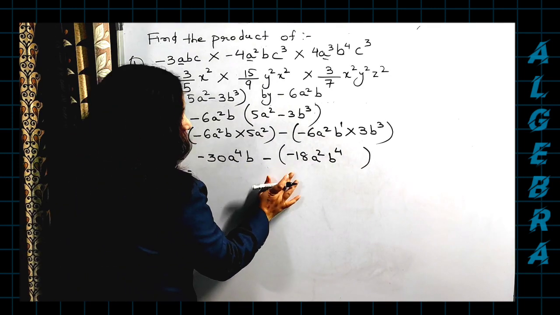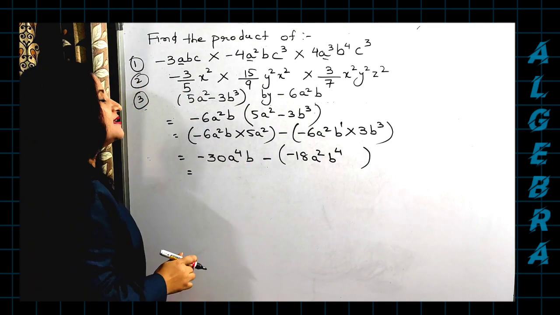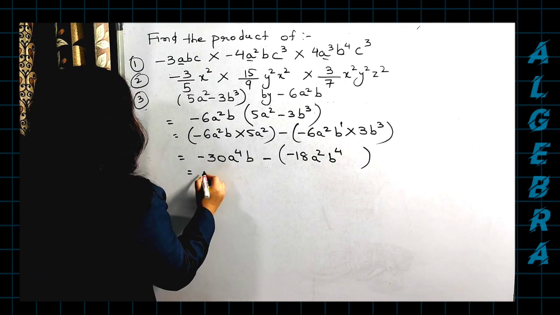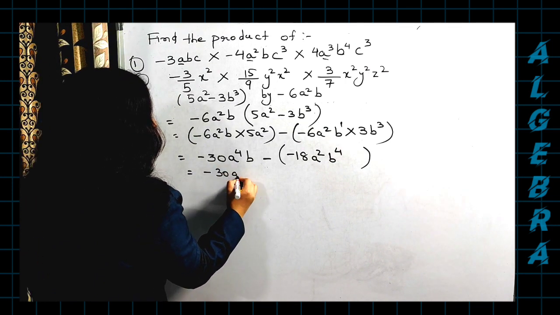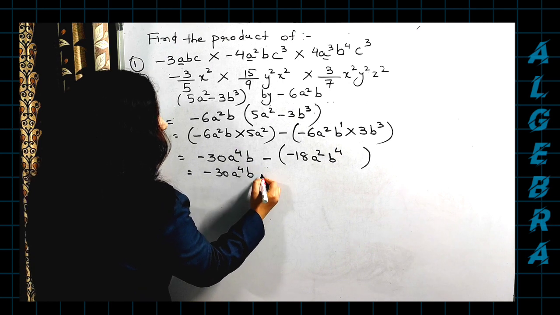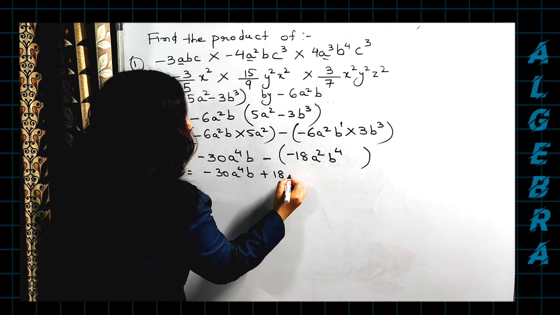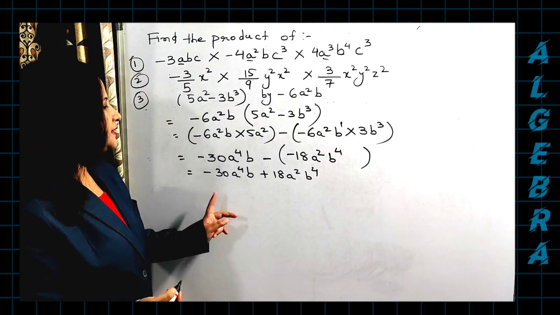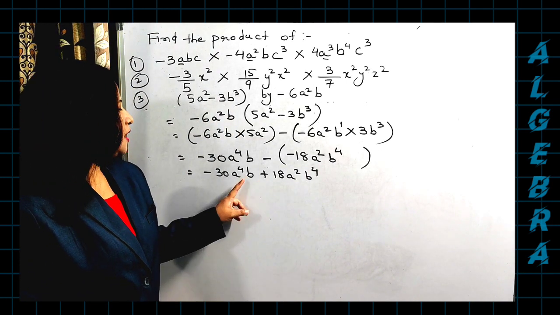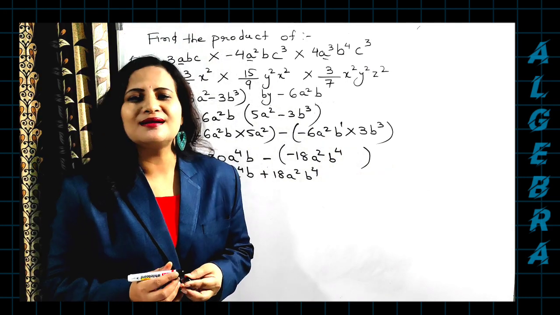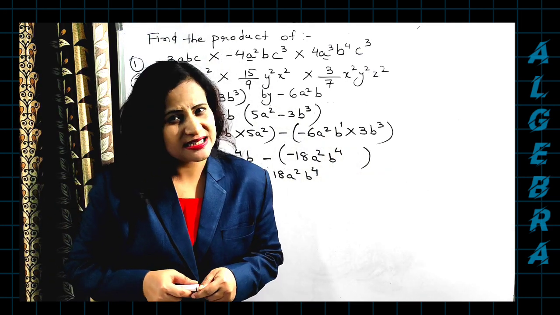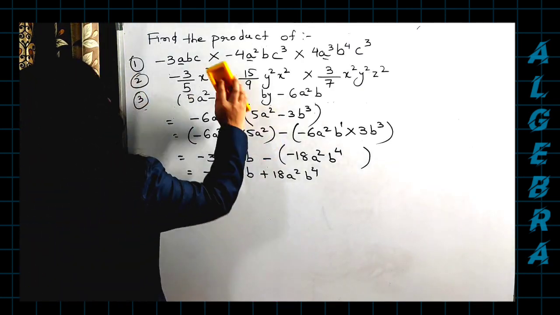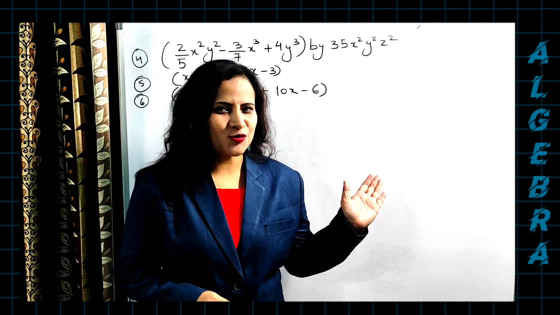So please be careful when you have a minus sign here. I have told you many times you should be careful about that. Okay? So now minus 30 a to the power of 4 b plus 18 a square b to the power of 4. Now can it be solved further? No, it can't be solved further because both are unlike terms. I hope the idea is clear with everyone. Okay? Now let's quickly go to the next question. So here comes your next question.